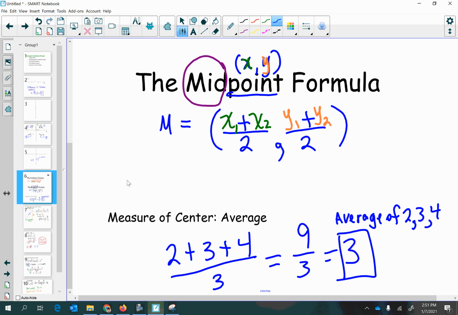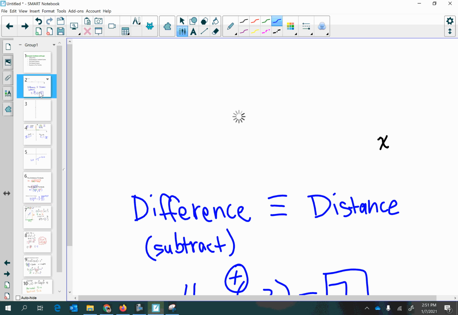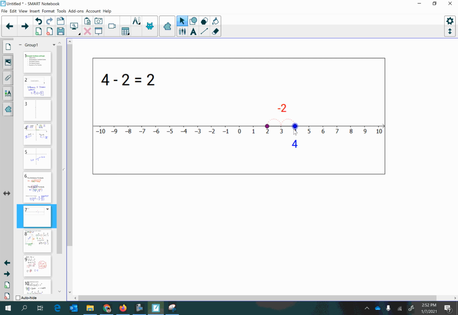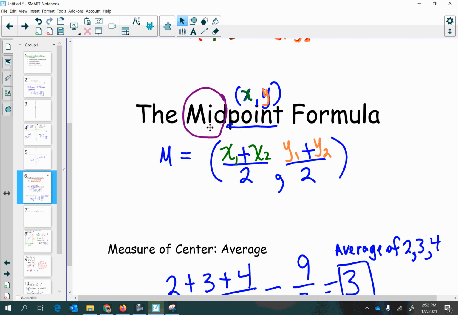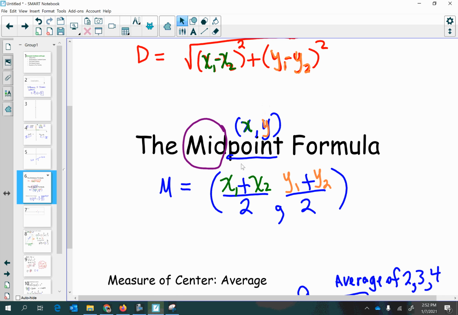Now, if I showed you that on a number line, so you can see here's 2, here's 4. What is the middle point? It's 3, right? So I want you to remember this. The midpoint is nothing more than the average of two numbers. So to get the midpoint, you're going to want to take the average of the x values to get your new x value for the midpoint, and the average of your y values to get the coordinate for your y in your midpoint. And that's it.